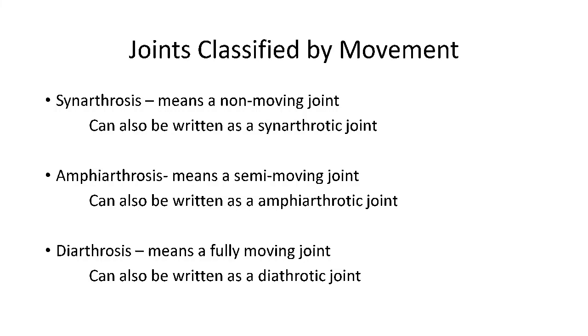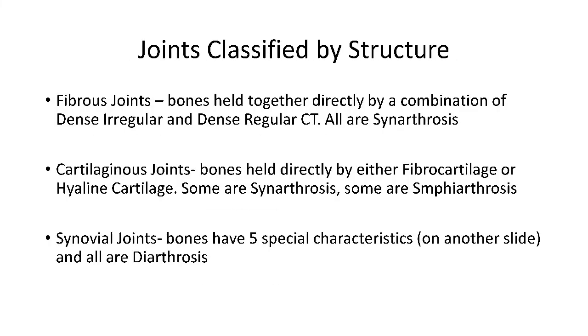An amphiarthrosis means that it is a semi-moving joint, somewhat flexible, like the intervertebral discs. You need them to be partially movable. A diarthrosis is a fully movable joint, like your fingers and your toes and your knees and your elbows. Those are diarthrosis. We also classify joints by structure.